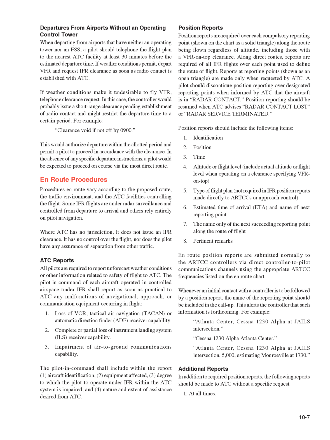ATC reports. All pilots are required to report unforecast weather conditions or other information related to safety of flight to ATC. The pilot in command of each aircraft operated in controlled airspace under IFR shall report as soon as practical to ATC any malfunctions of navigational, approach, or communication equipment occurring in flight. 1. Loss of VOR, tactical air navigation (TACAN), or automatic direction finder (ADF) receiver capability. 2. Complete or partial loss of instrument landing system (ILS) receiver capability. 3. Impairment of air-to-ground communications capability.